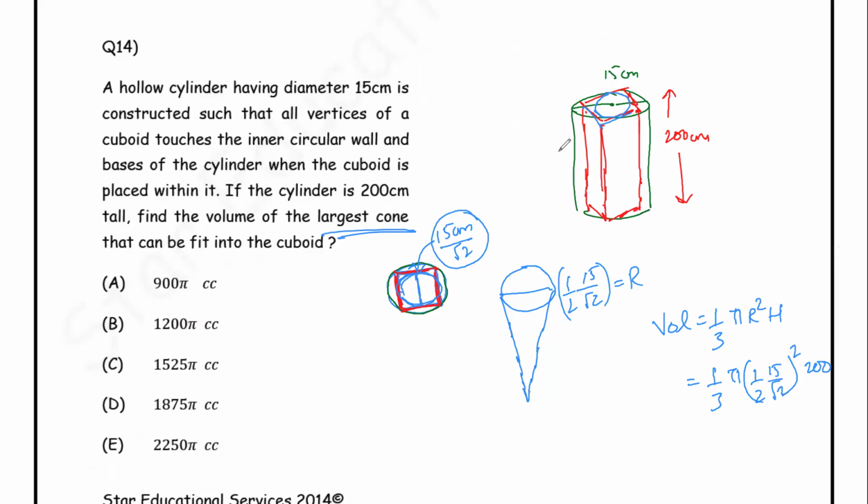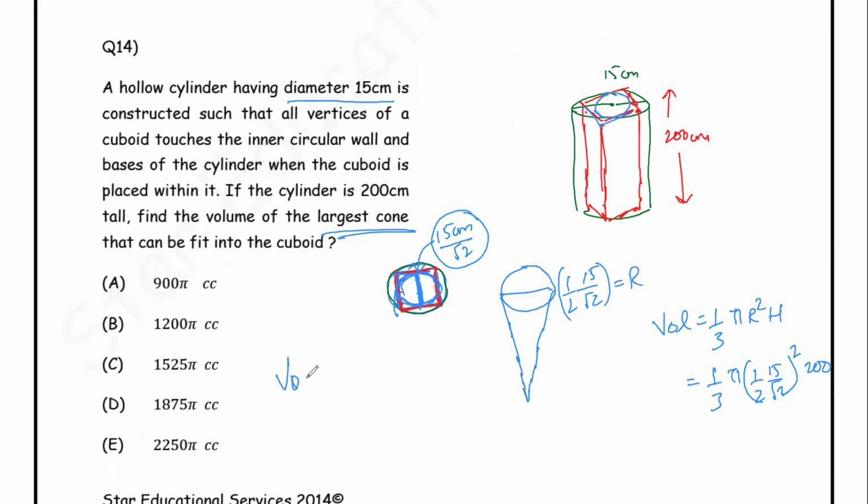Now once again I'll explain. They are clearly stating the diameter of the cylinder is 15 centimeters. That diameter is the diagonal of the cuboid, the surface area of the cuboid. So the red thing that you see, the diagonal is 15 centimeters, and therefore the inner blue circle will have a diameter which is the side length. So the side length of the red square is 15 by root 2.